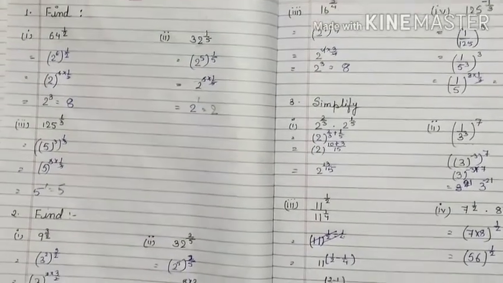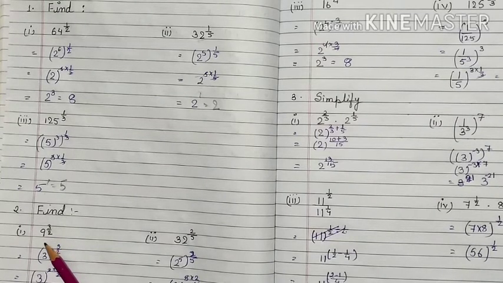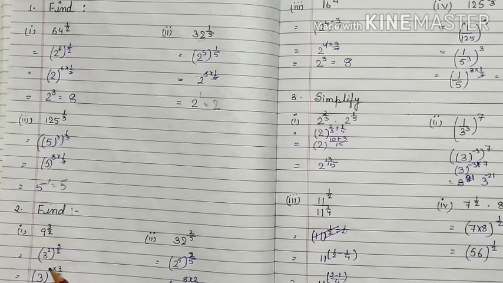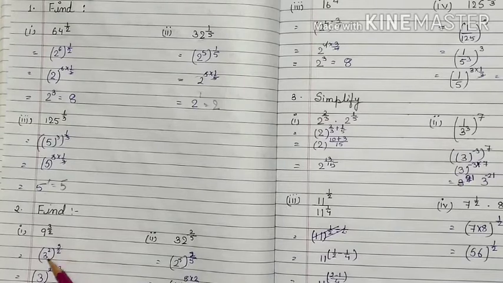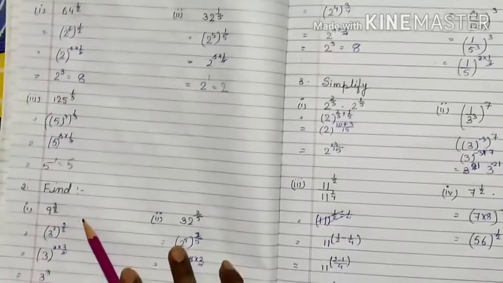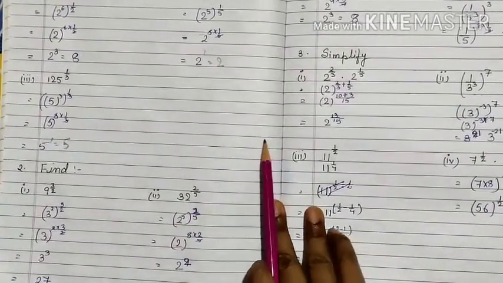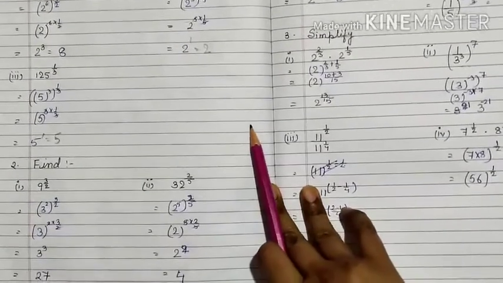Next is the second: find 9 to the power 3 by 2. So 9 can be written as 3 to the power 2. The 2s cancel, 3 power 3. 3 threes are 9 and 9 threes are 27.